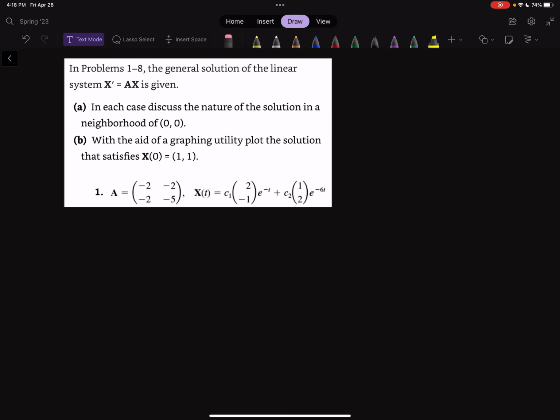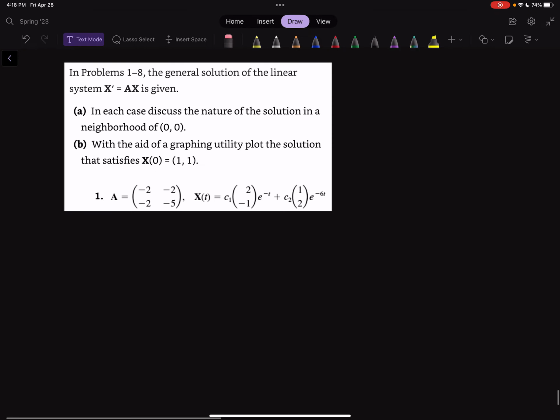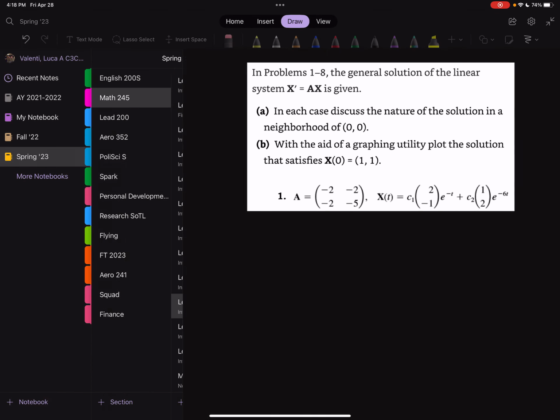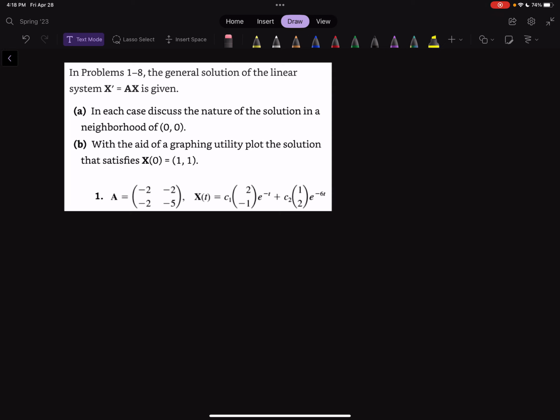Hi, so welcome to the review for chapter 11.2. And I want to discuss the stability of points for linear systems, starting with systems that are linear and autonomous. And let's start with this problem 1.